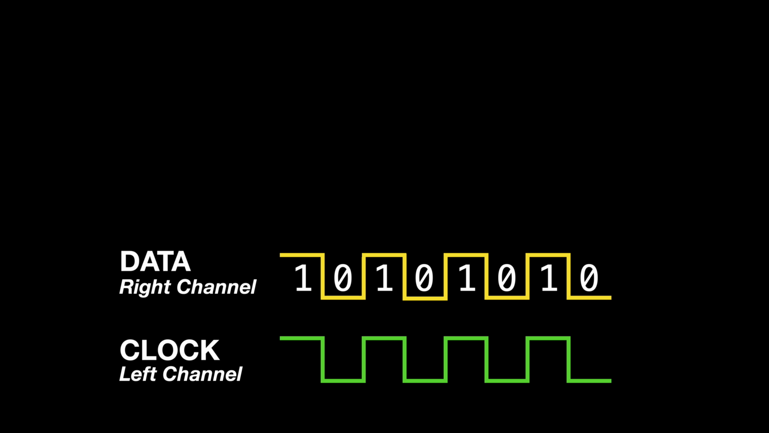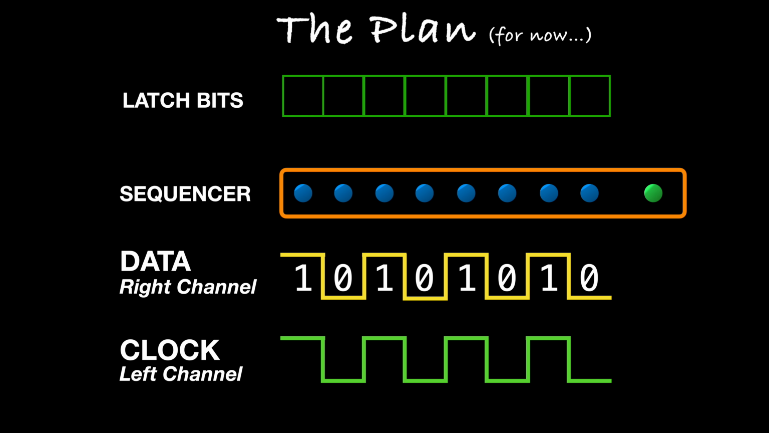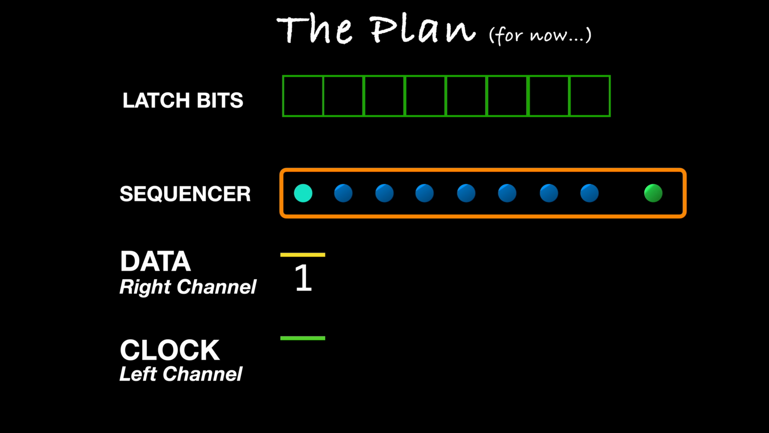So here's the plan. It's really building a twist on a shift register using a relay-based sequencer circuit and 8 latch bits. So let's walk through how I think this is going to work. When the first clock pulse occurs, the sequencer would advance to the first step, which would then gate the result of the current data pulse to the first latch bit.